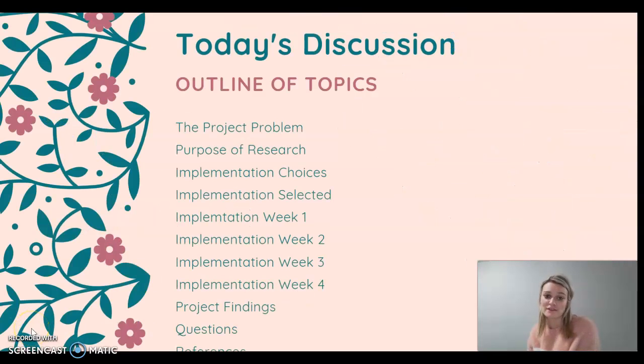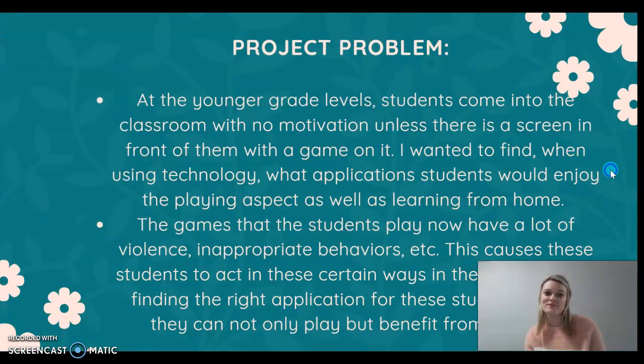Today's discussion outline of topics. We will start with the project problem, and then we'll roll into the purpose of my research, and then we will talk about the implementation choices that I have selected, and then figure out the one that I will implement into my 4-week process. Then we'll talk about my weaknesses and my strengths of all my implementations in that 4 weeks to figure out my project findings.